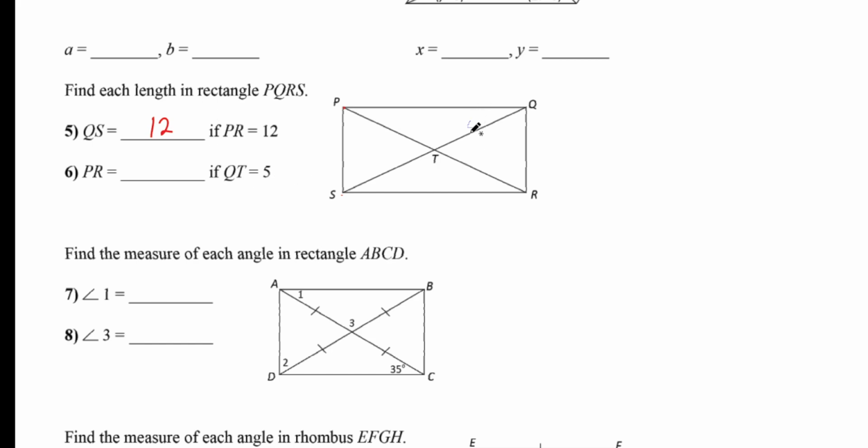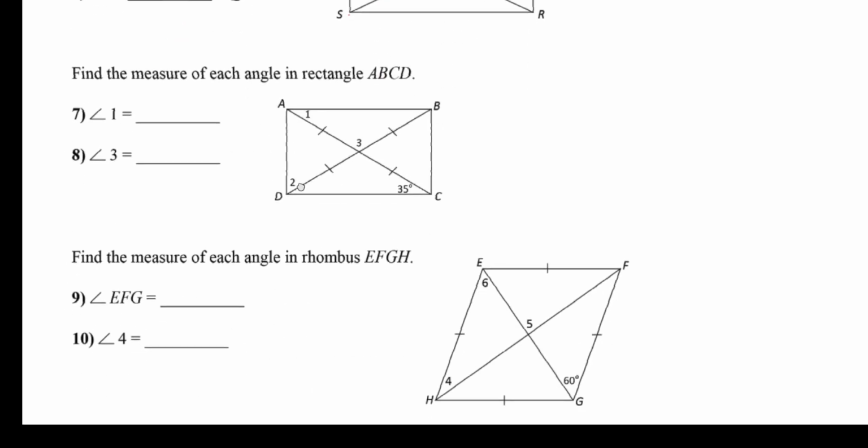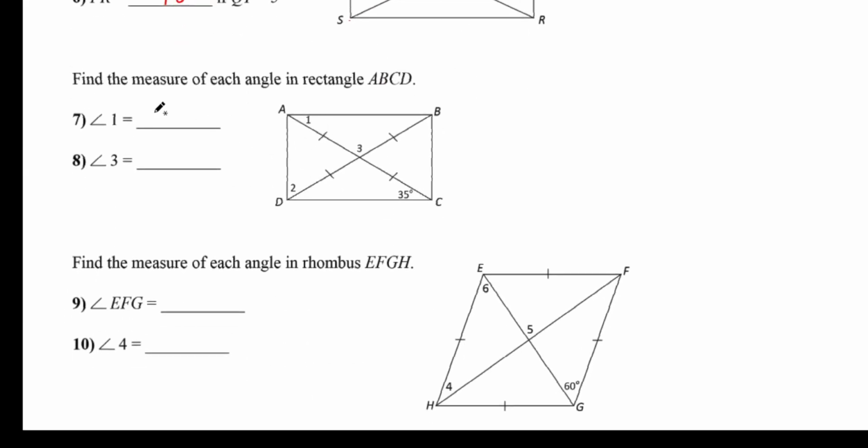This one says QT is 5. Where's QT? Right there. If that's 5, what is PR? Well, if this is 5, then ST is 5, but that's not what they asked for, is it? They asked for PR. Well, PR is equal to QS, just like we said up here. So if QS is 10, what's PR? That's also 10. All right, let's keep going. We might actually finish this.